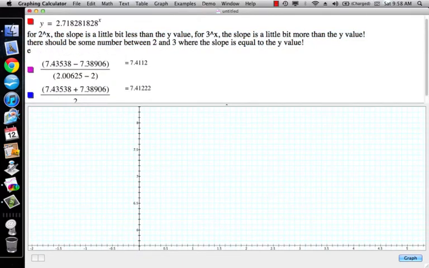So e, 2.71828..., is the number whose derivative is itself. So e is that number where if I graph y equals e to the x, the slope of that line is e to the x. Okay, that's that video.